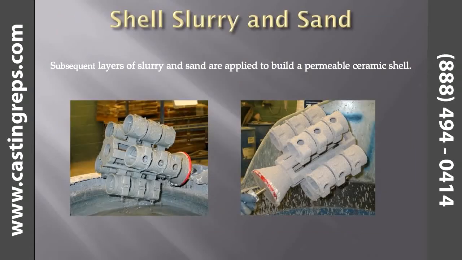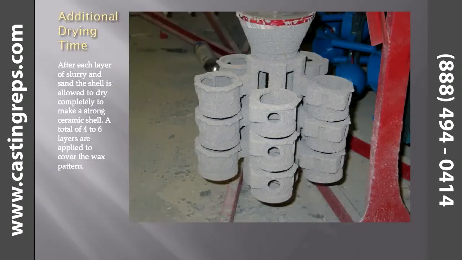Shell, slurry, and sand. Subsequent layers of slurry and sand are applied to build a permeable ceramic shell. Additional drying time. After each layer of slurry and sand, the shell is allowed to dry completely to make a strong ceramic shell. A total of 4 to 6 layers are applied to cover the wax pattern.